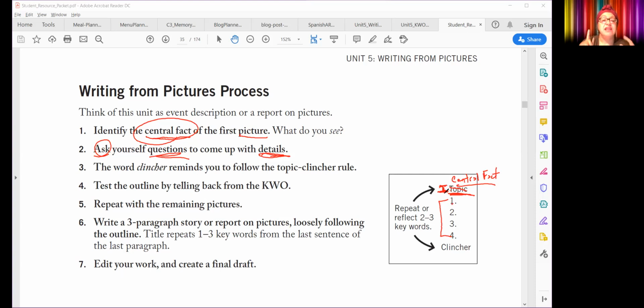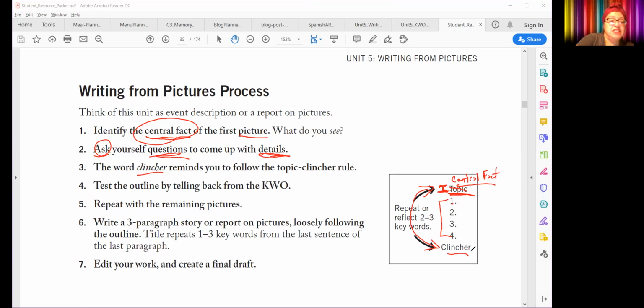Okay? Then remember, the word clincher reminds you to follow the topic clincher rule, right? This topic clincher rule. You don't write the word clincher, which I think the only one who did that last week, you fixed it this week, that's great. So the clincher is just to remind you to follow the topic clincher rule.